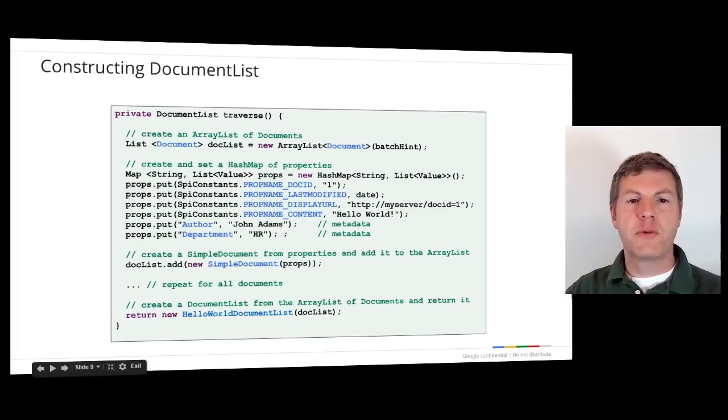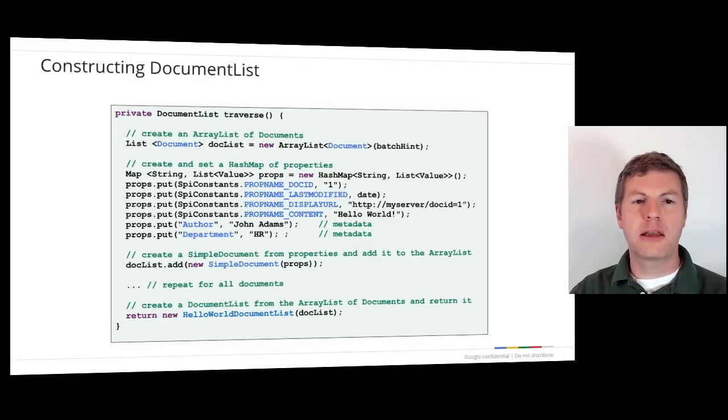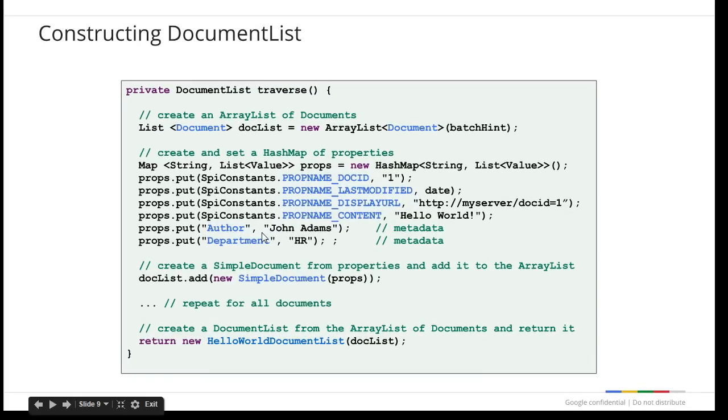The traverse method is where a lot of the work happens. This method creates an empty list of documents based on the batch size and interacts with your content repository to fetch documents. Then, for each document, it creates a hash map of document properties, creates a simple document object for each document within the document list, and finally, returns the list.